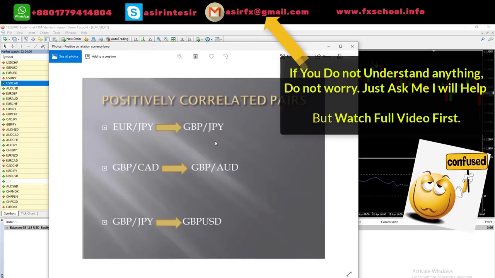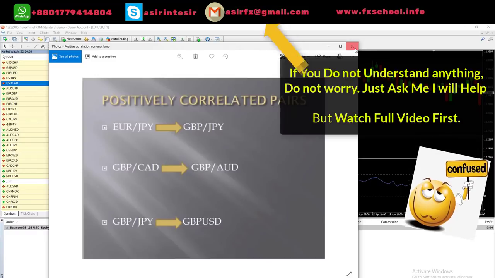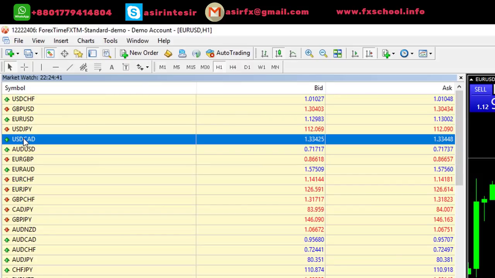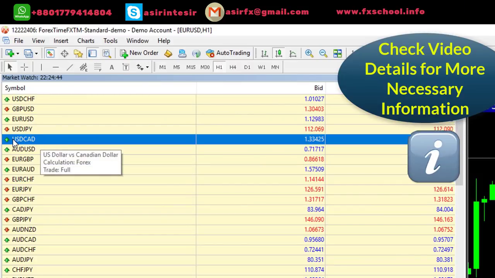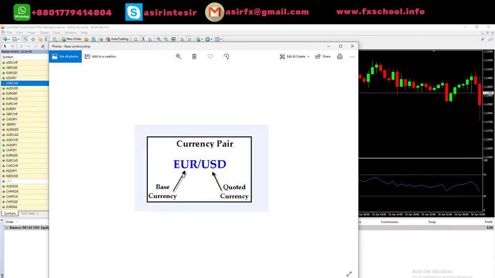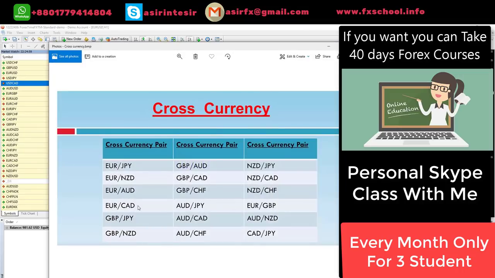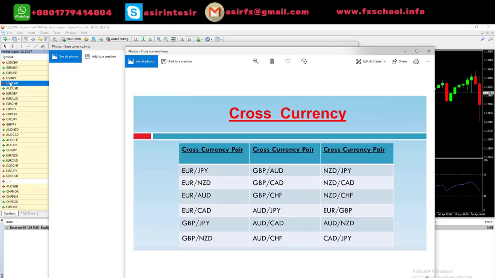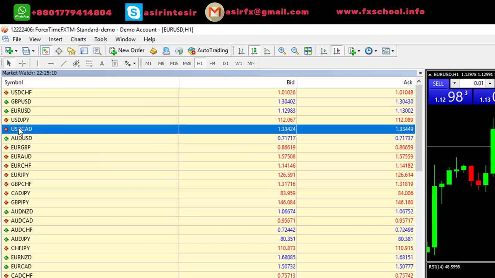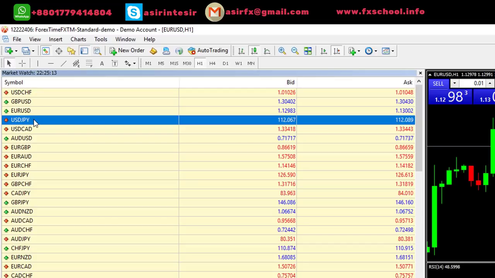So I think you understand, so I just remind you of everything from the beginning. When you see two currencies together, it's called a currency pair. The first one is the base currency, and the second one is the quoted or secondary currency. And a cross currency means there is no USD in it, a currency pair without USD. So what is a major currency? When you see that the USD exists, like USD/CAD, USD/JPY, this is a major currency.